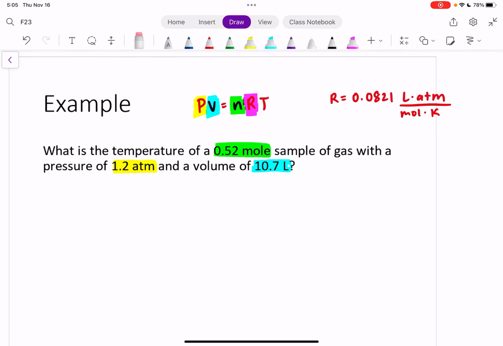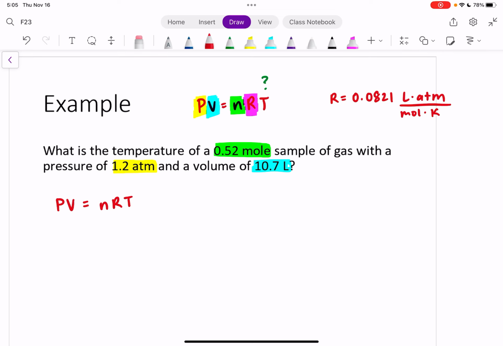All right, and then temperature is the thing that we're solving for, right? It says, what is the temperature? So we're solving for that one. That's our goal. So let me put a question mark there because that's what we're looking for. All right, so let's copy this down here, our PV equals nRT, our ideal gas law.